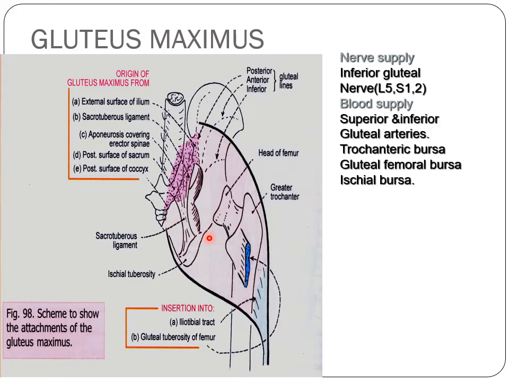Then the bursae related to the gluteal tuberosity. Its nerve supply is the inferior gluteal nerve, L5, S1 and S2. Blood supply is the superior and inferior gluteal arteries. Here there is a trochanteric bursa, gluteofemoral bursa and ischial bursa present deep to the gluteus maximus muscle.